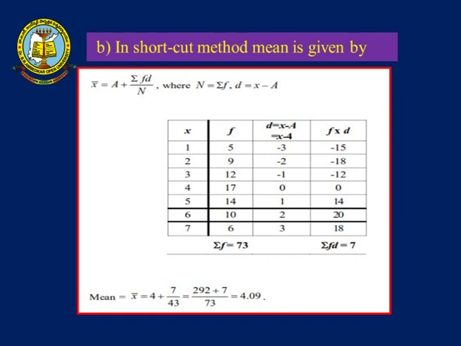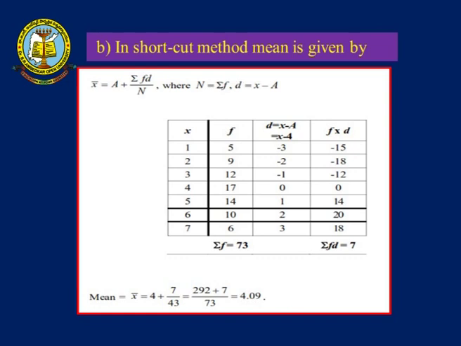First column is x given in your question, and f is also given. Then we can take deviation, d is equal to x minus a. Now, we can assume a is equal to 4. Our deviated values are x minus a, not from f, subtracted from x only. 1 minus 4 is minus 3, 2 minus 4 is minus 2, 3 minus 4 is minus 1, 4 minus 4 is 0, 5 minus 4 is 1, 6 minus 4 is 2, 7 minus 4 is 3.